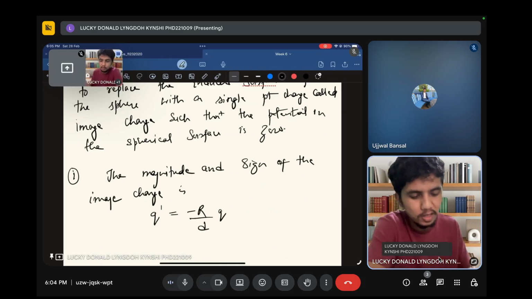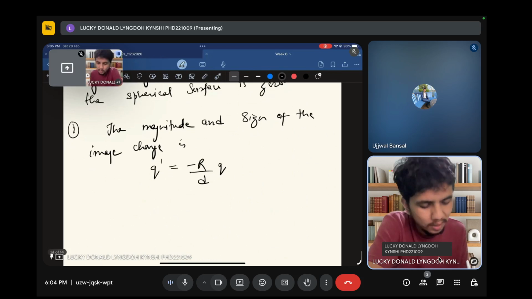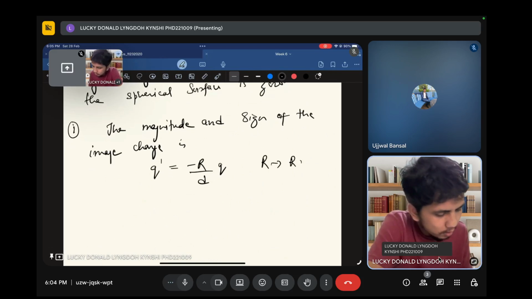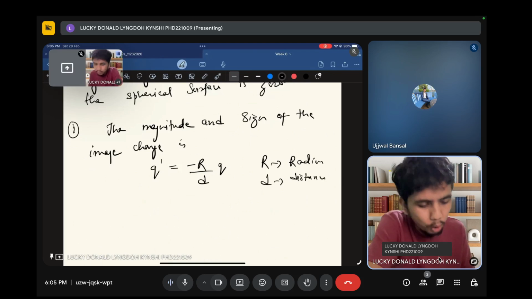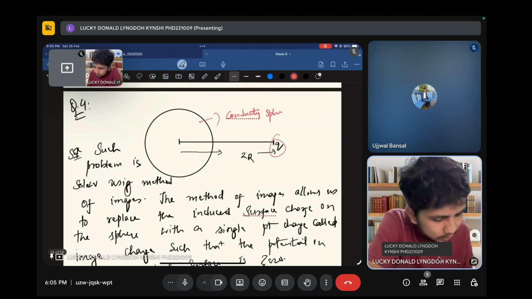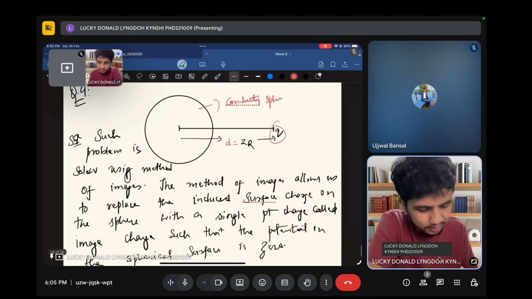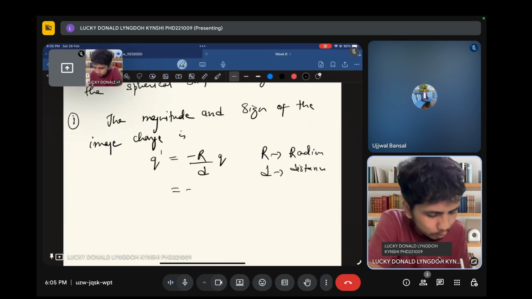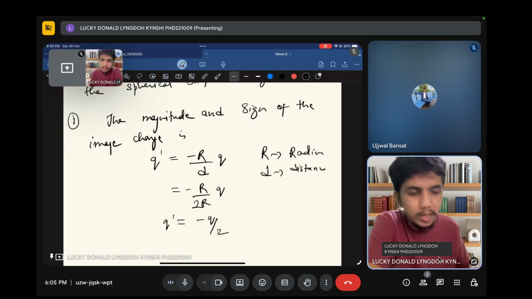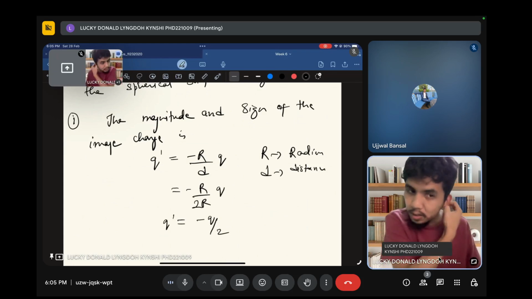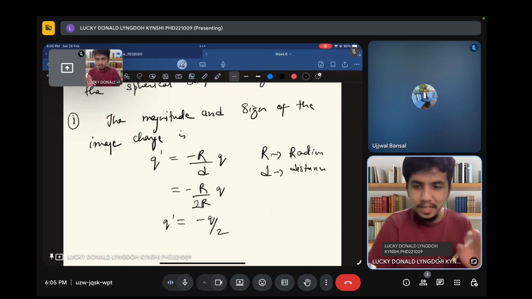So q prime is the image charge. We replace the induced charges by simply q prime, and q prime is equal to minus r divided by d into q. R is the radius and d is the distance. From our problem, the distance is equal to 2r, it's given in the question. So you can replace it: minus r by 2r into q, which is simply minus q by 2. So the image charge is half of q, that is q by 2, and it also has a negative sign.